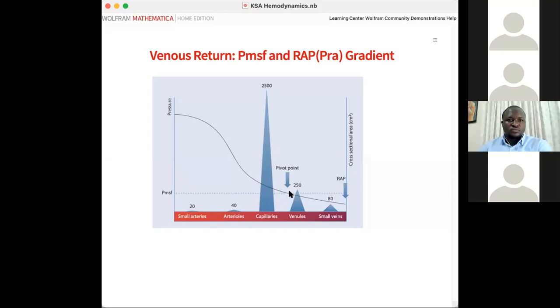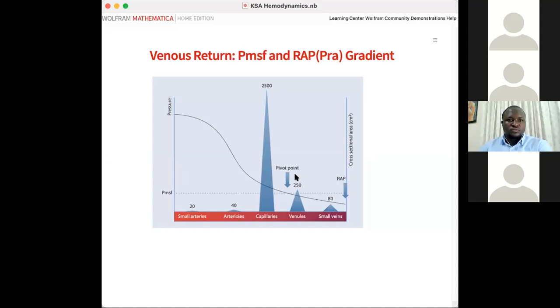But there's a point at which your pressure falls further below your mean systemic filling pressure, such that the right atrial pressure is at a level below your mean systemic filling pressure. So basically, what is this mean systemic filling pressure? This is the average pressure across all the vascular beds and the heart when there is minimum flow.